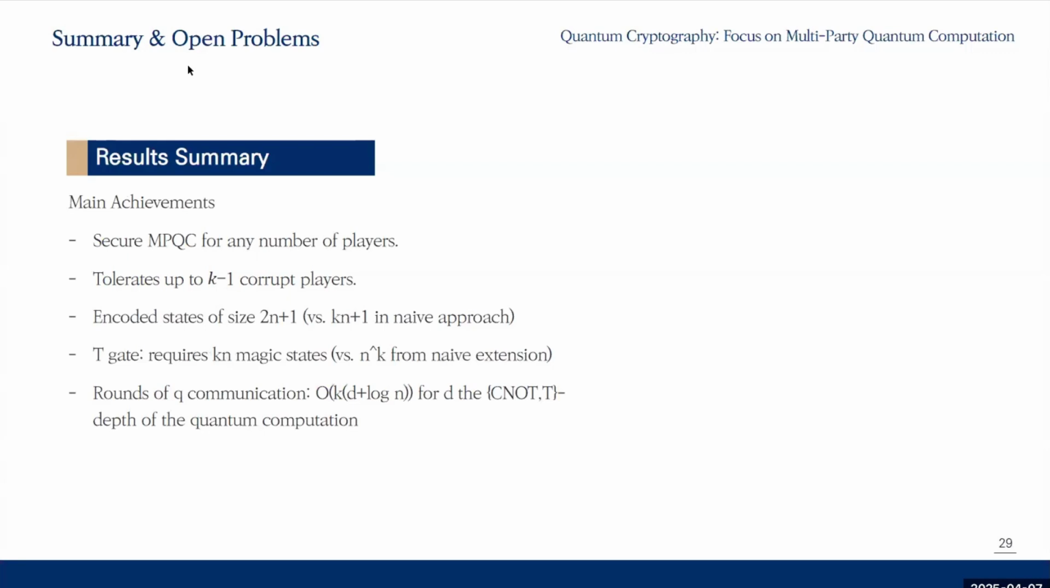To summarize the main results, our protocol enables secure multi-party quantum computation for any number of players. It tolerates up to k-1 corrupt players, and the encoded states are of size 2n+1, which is much more efficient compared to the naive approach. For the T-gate, we require only k n magic states. The round complexity for quantum communication scales as order k times d plus log n, where d is the depth of the quantum circuit for Clifford and T gates.